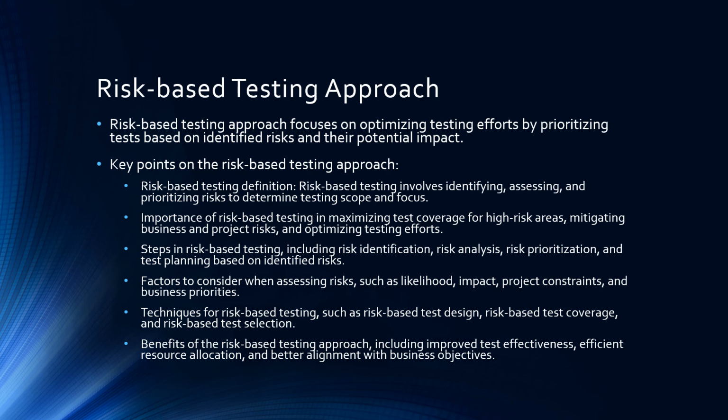Risk identification and analysis require careful consideration of various factors. Companies like Google implement sophisticated risk assessment processes that consider factors such as user impact, business criticality, and technical complexity when determining testing priorities. The implementation of risk-based testing in DevOps environments requires careful balance. Amazon's approach to risk-based testing includes automated risk assessment tools that help identify high-risk areas requiring additional testing coverage. This enables them to maintain efficient testing processes while ensuring adequate coverage of critical functionality.